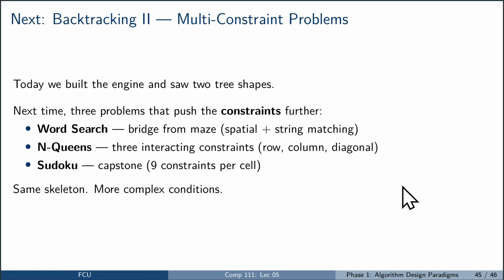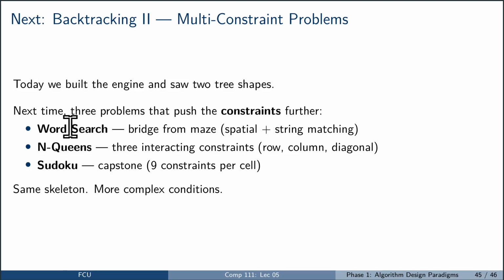Today we built the basics, and next time we push the constraints even further. The next lecture is going to cover 3 problems: word search, n queens, and the Sudoku puzzle. So word search is a bridge from the maze that we just did in this lecture. We navigate a grid, but match characters in a target word, basically. So it's grid plus string matching. And the next problem is n queens. So 3 interacting constraints: the rows, the columns, and the diagonals. The 3 conditions need to work together simultaneously. And Sudoku, that's the capstone.